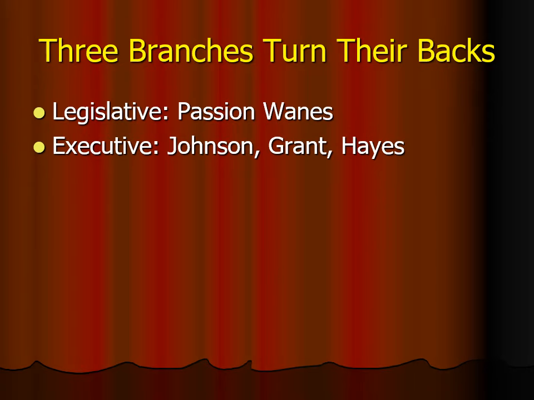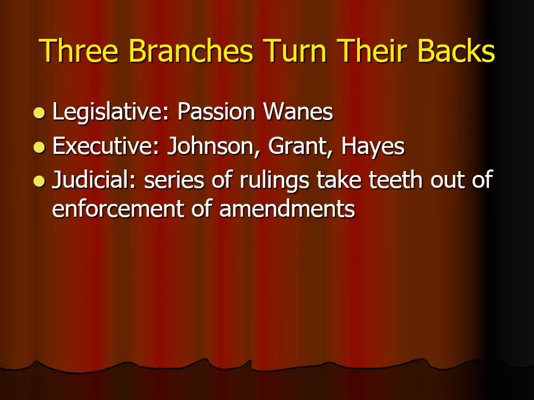So starting with Hayes and continuing for many, many decades, the executive branch would fail to do anything effectively. And that's, again, crucial because if civil rights are to be protected in this country, you need the federal government. And then you have the judicial branch, Supreme Court, which will make a series of rulings in the 1870s that effectively take the teeth out, the enforcement arm of those amendments, the 14th and 15th Amendments.